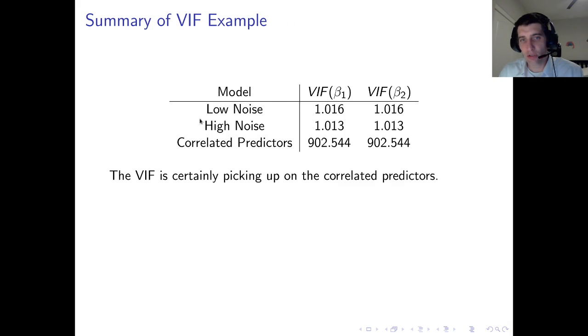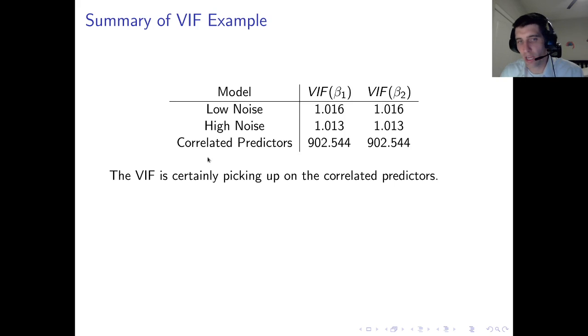For those three models, I can compute the VIFs. If I compute the VIFs of the low noise model and the high noise model, I see that the VIFs are small. So when I go from a single predictor model with x1 to a multiple linear regression model with x1 and x2, the variance of the beta 1 hat term doesn't increase very much. Same for beta 2.